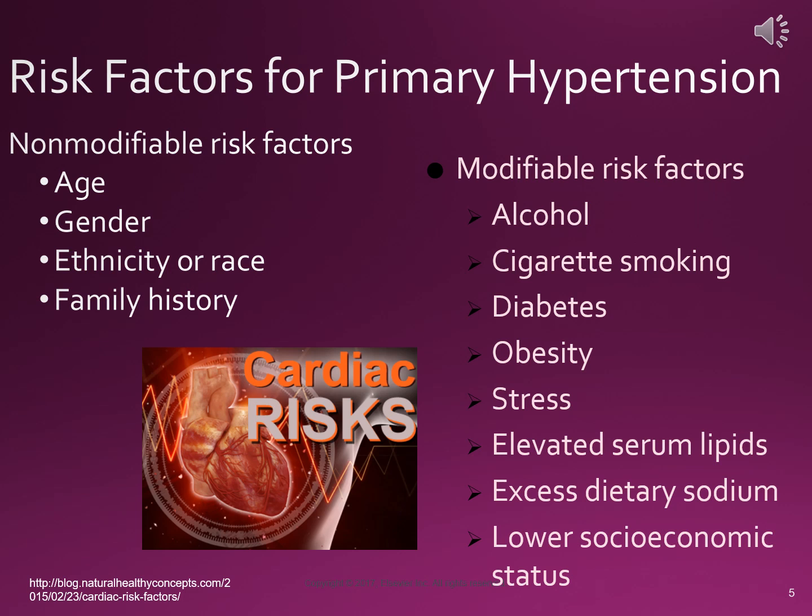So the risk factors for primary hypertension are pretty much the same cardiovascular risk factors that we've talked about before. Non-modifiable versus modifiable. Your age, your gender, ethnicity, family history, those things you can't do anything about. So you really have to work on the modifiable ones. Alcohol, smoking, diabetes, obesity, stress, serum lipids, cholesterol, excess dietary sodium, big problem here in the US. And then, lower socioeconomic status is in the modifiable category here.